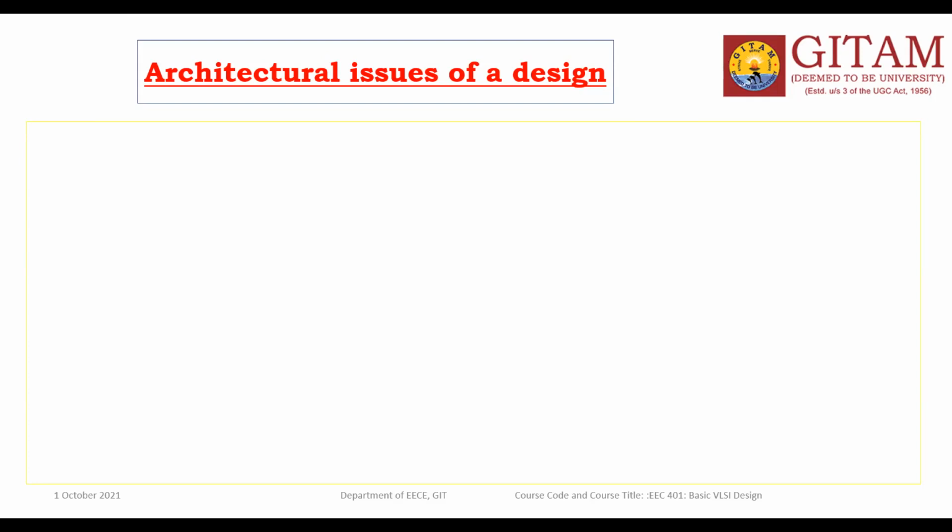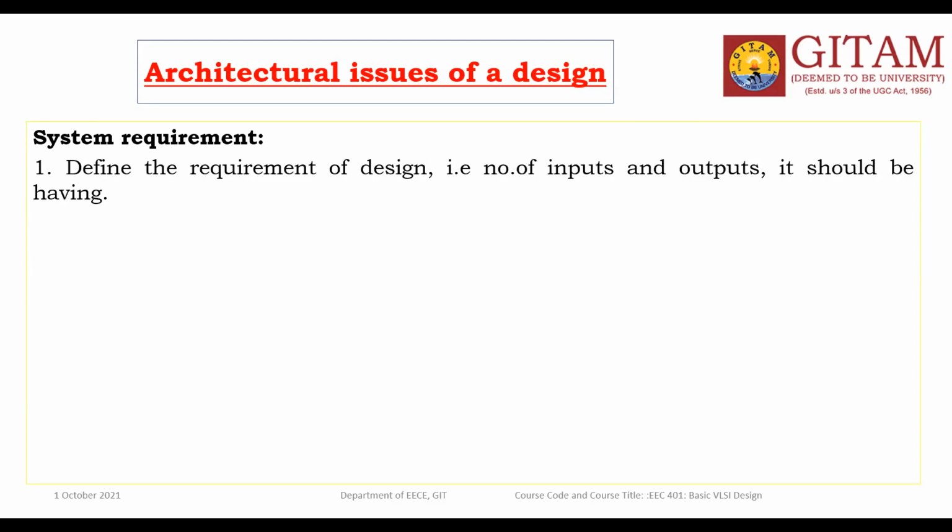Now come to the system requirements. What are the system requirements? First, always keep in mind that any design starts with a block diagram which has a number of inputs and a number of outputs. That is the first system requirement: define the requirement of your design, that is, how many inputs and how many outputs it must have.